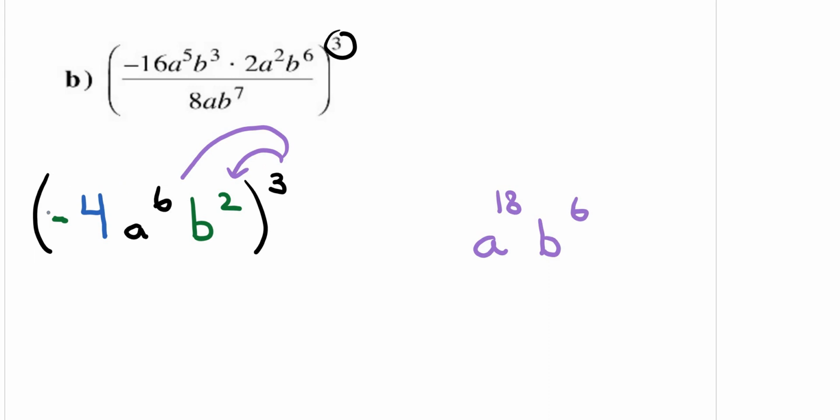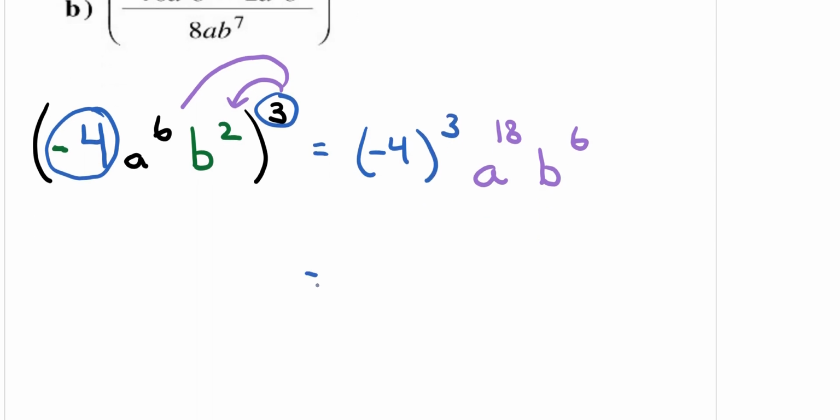And then I have this -4 and this 3, so that's really going to be bracket -4 to the power of 3. Now we need to simplify this expression here. So think about this coefficient, -4 to the power 3. That's -4 times -4 times -4, which is -64. And then the a to the power of 18 and b to the power 6, that's what remains.